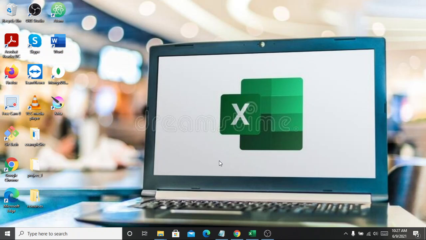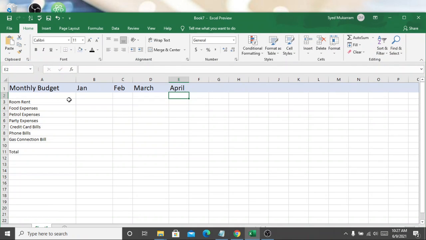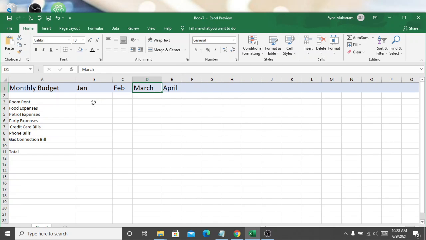As we are covering the Excel series, and in this series, as we previously discussed regarding creating our own monthly budget, this is how the sheet looks for the monthly budget. For my monthly budget, these are my expenses: room rent, food expenses, petrol expenses, party expenses, credit card bills, phone bills, gas connection bill, and this is the total we will get after completing things. Then this is what the monthly budget consists of, like this month's total expenses and so on. Let's see how we can do it.